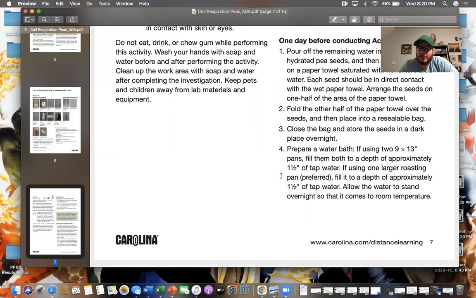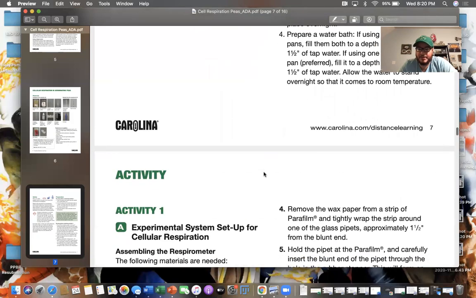Okay. And then you're going to prep your water bath. So again, I'm using a larger roasting pan rather than 2 9x13s. And you're going to fill it to about 1.5 inches of tap water, and you're just going to allow it to sit overnight so that it acclimates to room temperature.